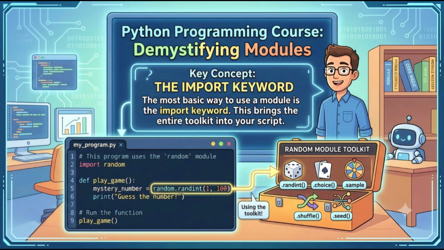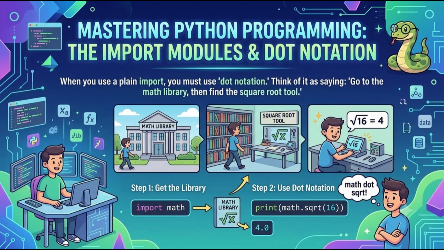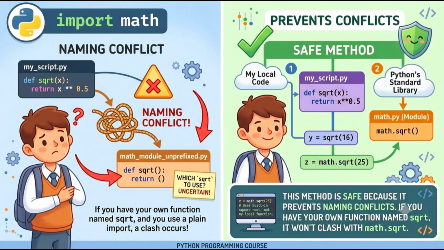The most basic way to use a module is the import keyword. This brings the entire toolkit into your script. When you use a plain import, you must use dot notation. Think of it as saying, go to the math library, then find the square root tool. This method is safe because it prevents naming conflicts. If you have your own function named sqrt, it won't clash with math.sqrt.